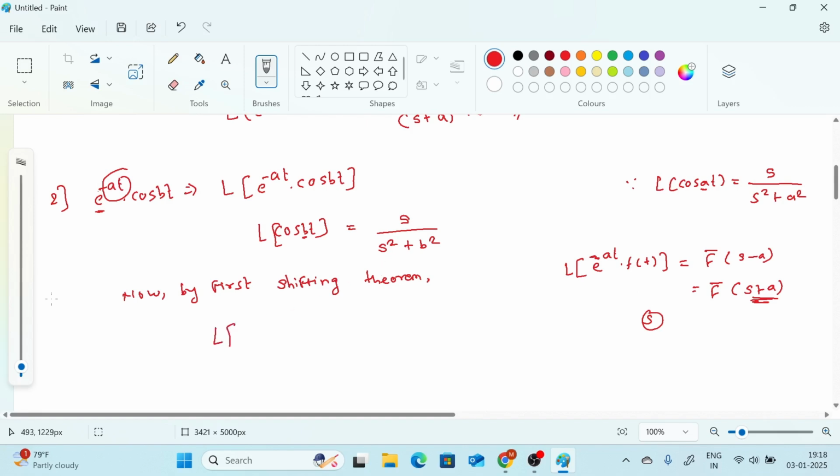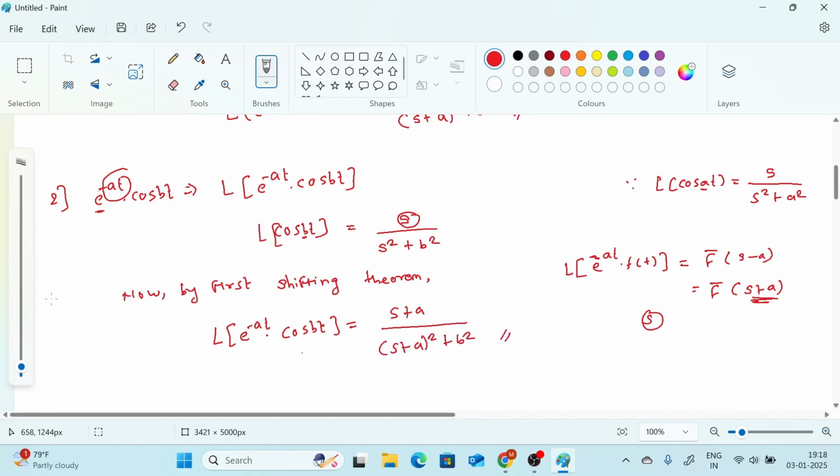Now Laplace of e raised to minus at cos of bt. Here we have s. So what we are going to put is s plus a upon s plus a bracket square plus b square. That's it.